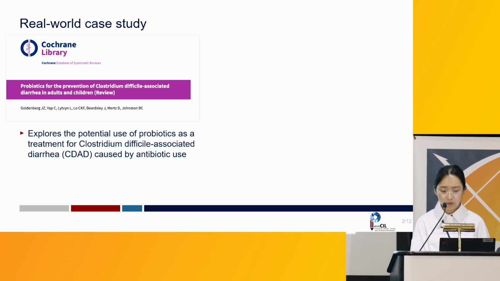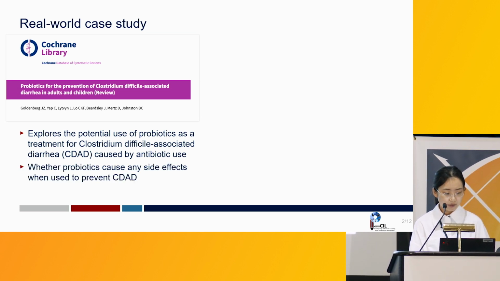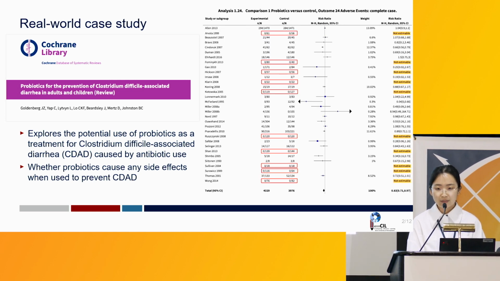The authors explored the potential use of probiotics as a treatment for Clostridium difficile-associated diarrhea, also known as CDAD, caused by antibiotic use. And specifically, they want to know whether probiotics cause any side effects when used to treat CDAD. You can imagine that this meta-analysis was in fact an OHDSI network study where each data partner contributed some estimates that are being pulled together.